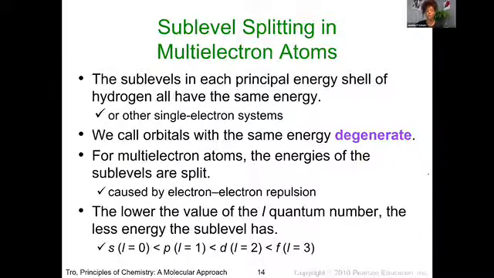Now, for multiple electron atoms, the energies of the sublevels can be split. That's because you have so many electrons that you get this repulsion phenomenon that occurs. The lower the value of the l quantum number, remember your l could be 0, 1, 2, 3, up to n-1, the less energy that a particular sublevel has. So s has less than p, which has less than d, which has less than f.